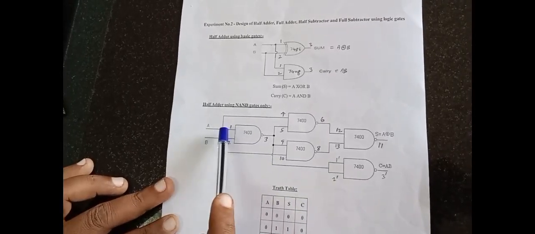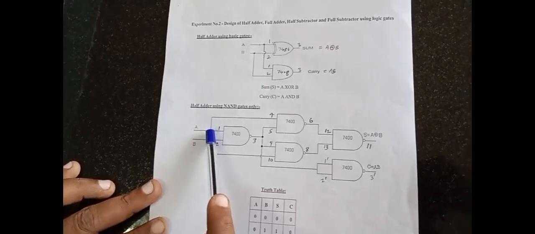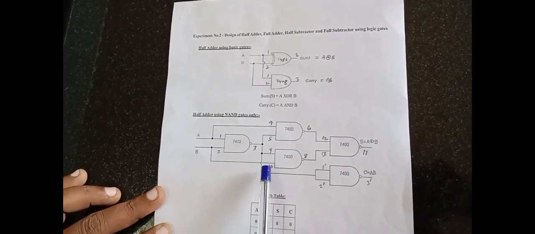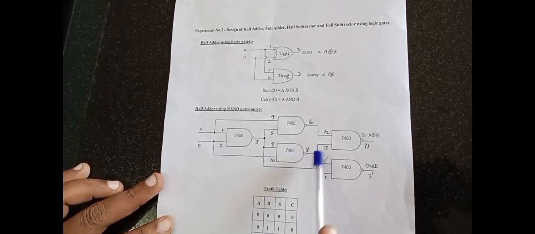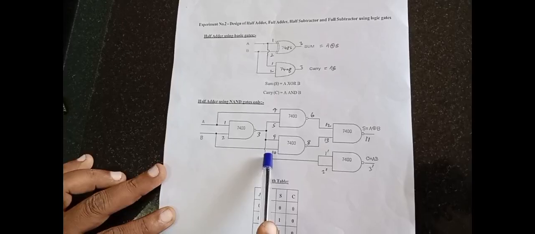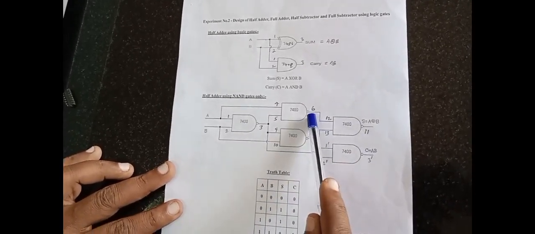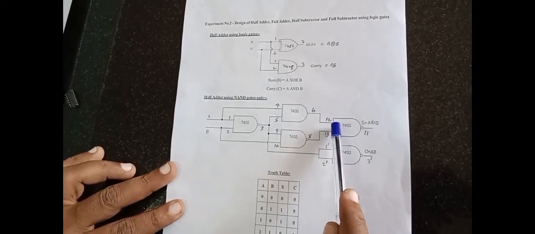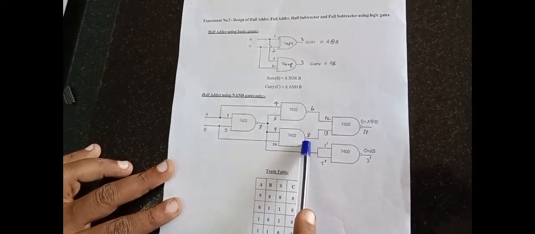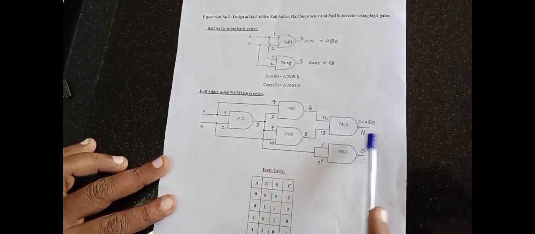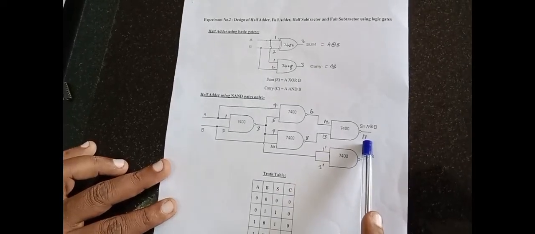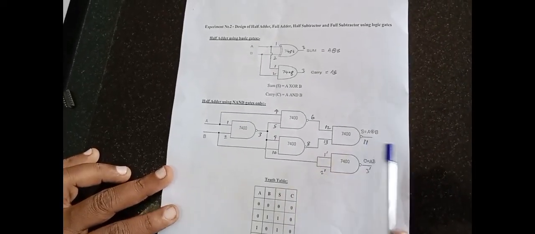For the second gate, the fourth pin is connected to the first pin of 7400. Similarly, the 10th pin is connected to the second pin of the first gate. Here 4 and 5 are the inputs, 6 is the output, 9 and 10 are the inputs, 8 is the output. The second gate output is given to the third gate 12th pin. The 8th pin output is given to the 13th pin. So finally we get the output sum, A XOR B, at the 11th pin.